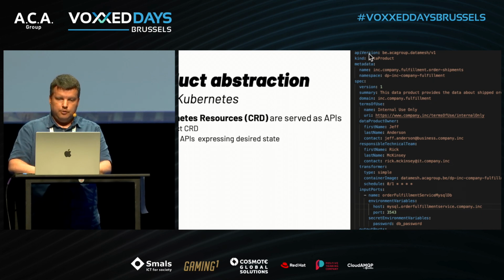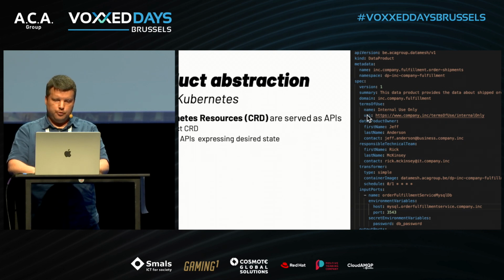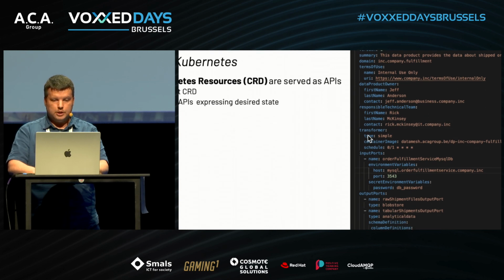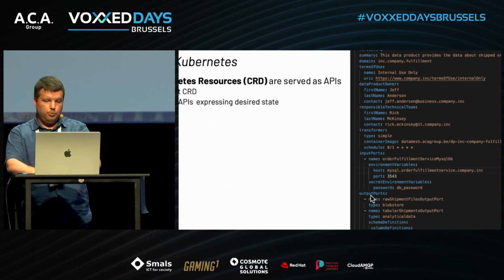which contains the version, kind, the type of the resource, some metadata. And in the spec, it defines the metadata of the data product, a summary, to which domain it belongs, maybe some information about the terms of use, information about the ownership, who has the business ownership of that data product, who is technically responsible, and then some more specification about which type of transformation it uses. In this example, a simple one using a container, which is scheduled on this cron expression. And then information about the input ports and the output ports.